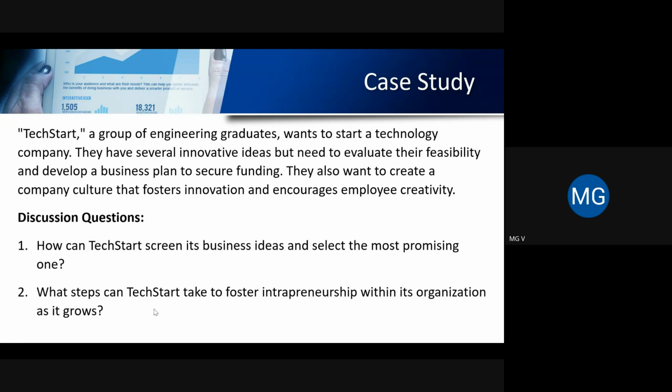Yes, please. What can they do? Just think and respond. Brainstorm for ideas. Okay. What else?